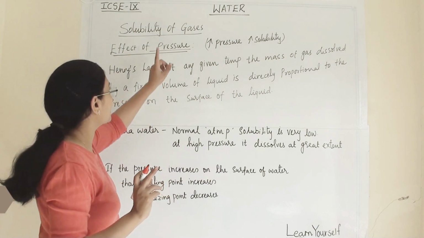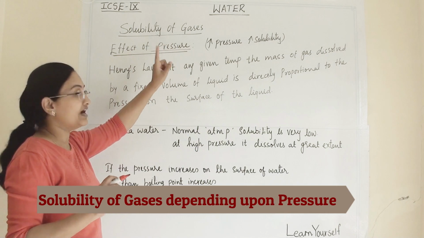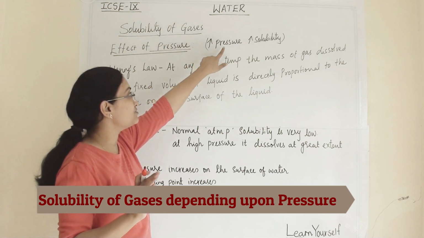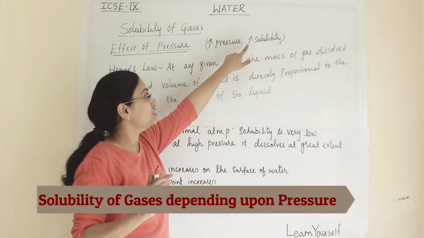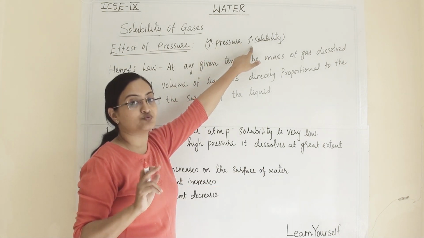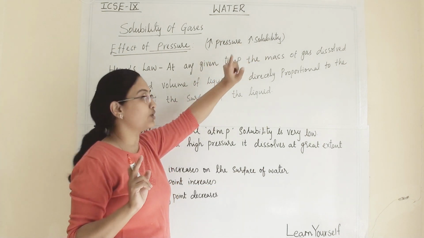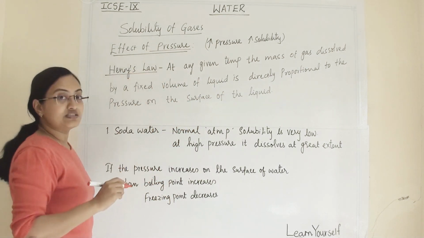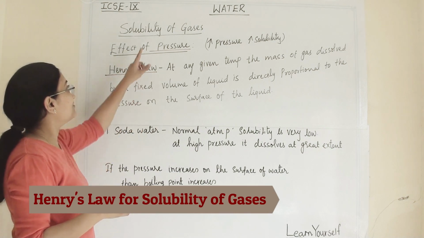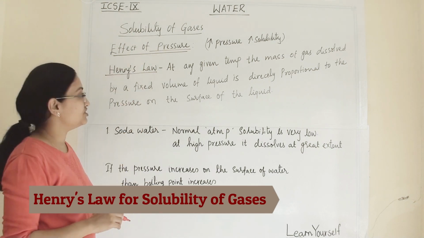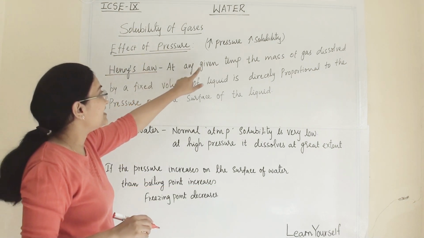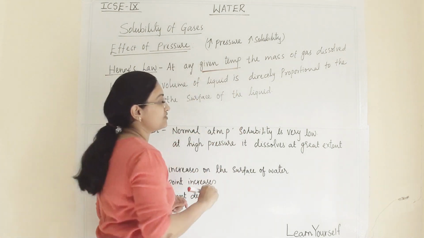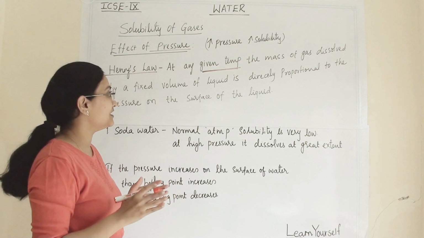Here, when we are talking about gases, we have to consider pressure also, because as we increase the pressure, the solubility of the gas in a particular solvent will increase. So Henry's law is important to learn when we are talking about the solubility of gases at any given temperature. Here the temperature is constant, so that's why we have written at any given temperature.